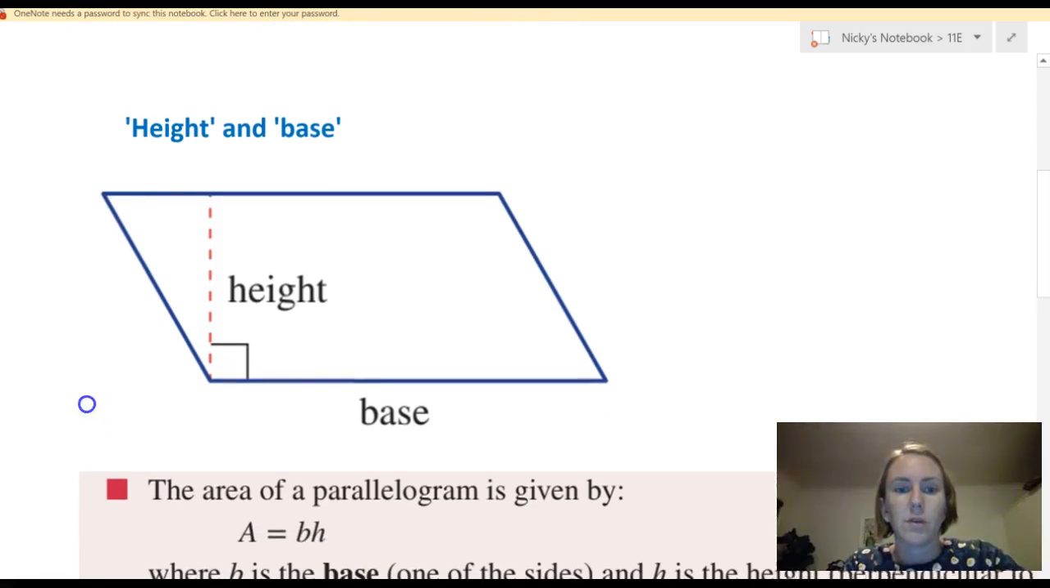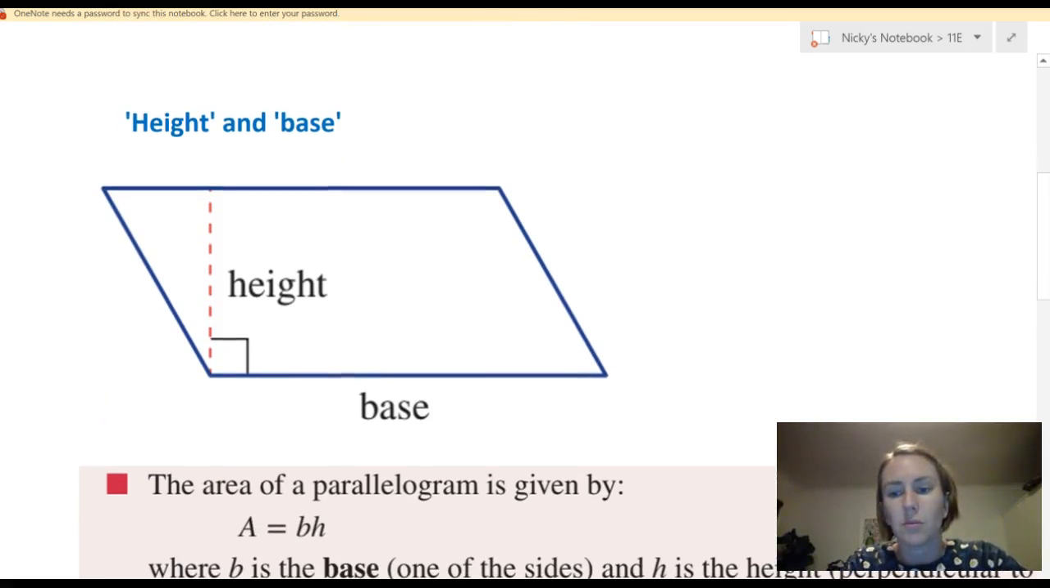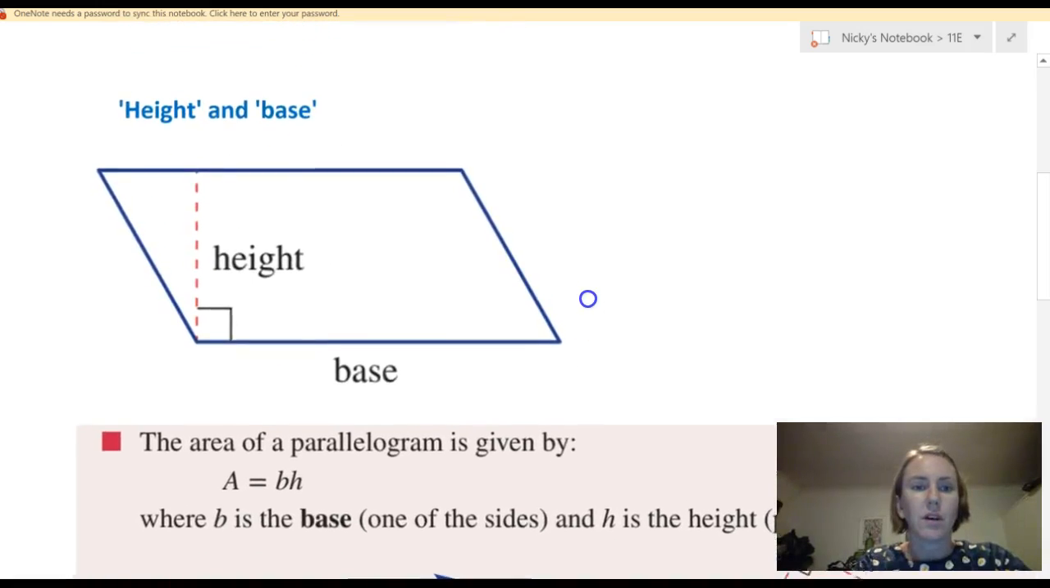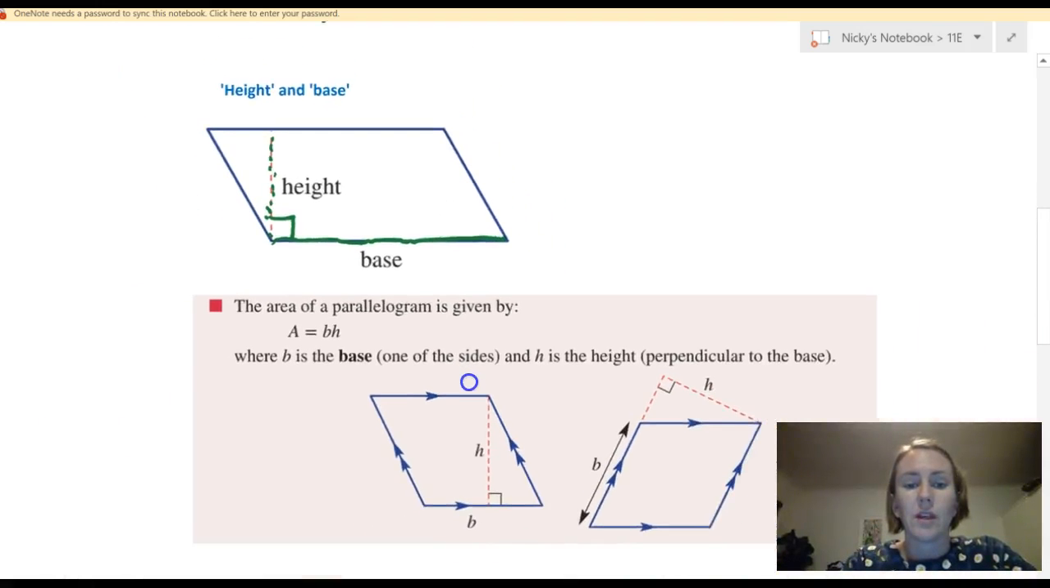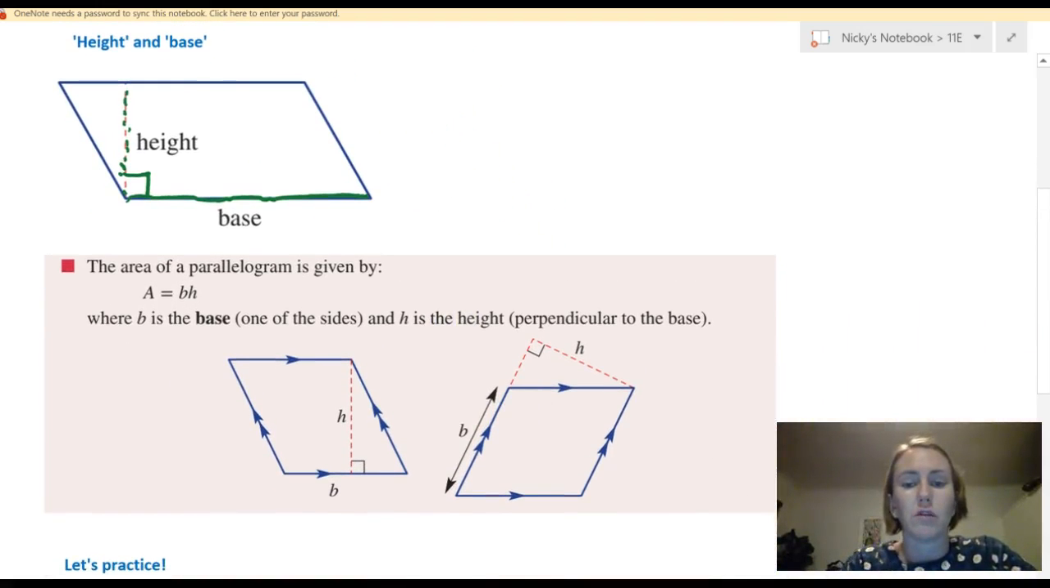When we're talking about a parallelogram, there's two things that help us find the area: the height and the base. Our base is along one side. It doesn't actually matter which of the sides it is, but for example, this one is our base, and our height is perpendicular to the base. So that's our height here. Perpendicular means, of course, at right angles to. With that in mind, we can then find the area of a parallelogram.